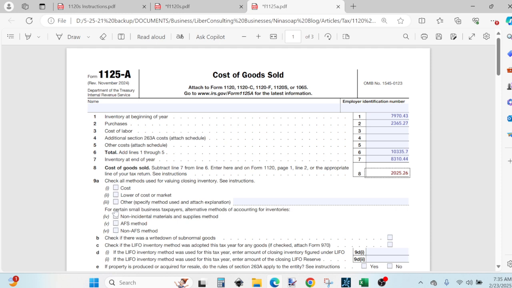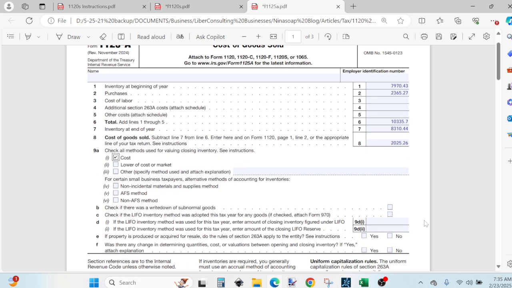Let's see here. If you are completing this, it is going to be cost. If you are using last in first out, you will be checking that box, and then you'll be providing a document. Because by default it's first in first out of your inventory. So if you are completing this, you just check answers.